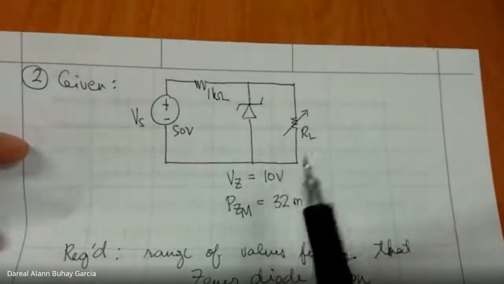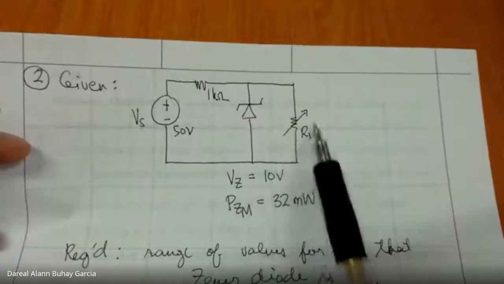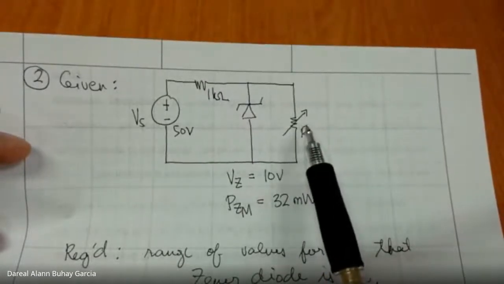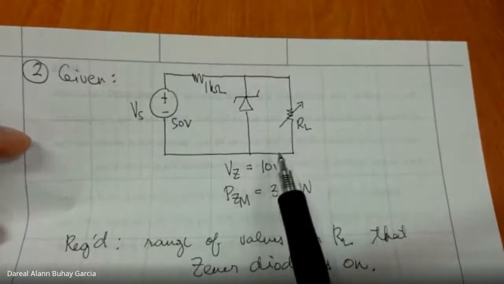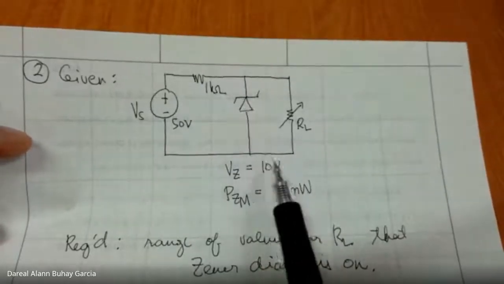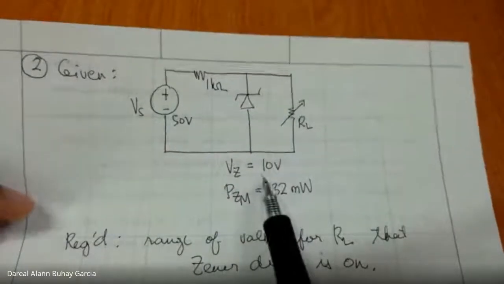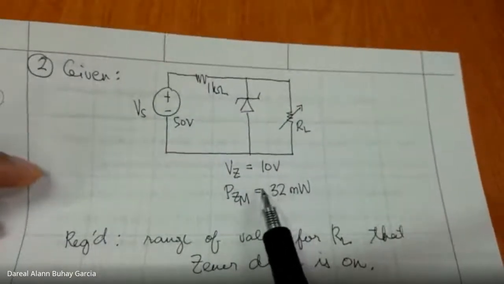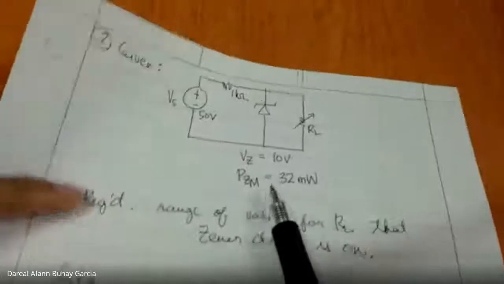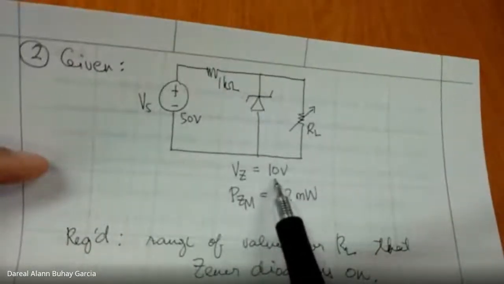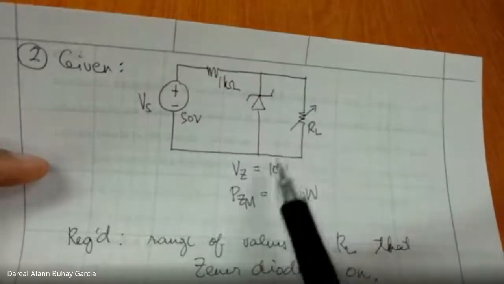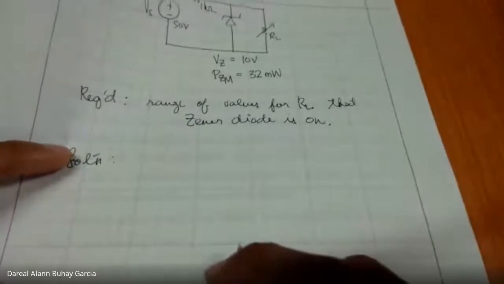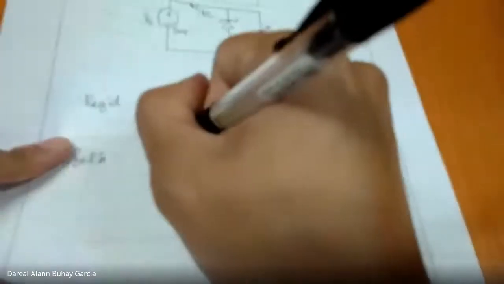Meaning, there's a primary value for RL that is just enough for the Zener diode to conduct, so that the voltage drop is 10 volts. So, our first task is to find the value for RL such that the voltage drop right here is exactly 10 volts. So, voltage divider again, the same formula, but reversed.